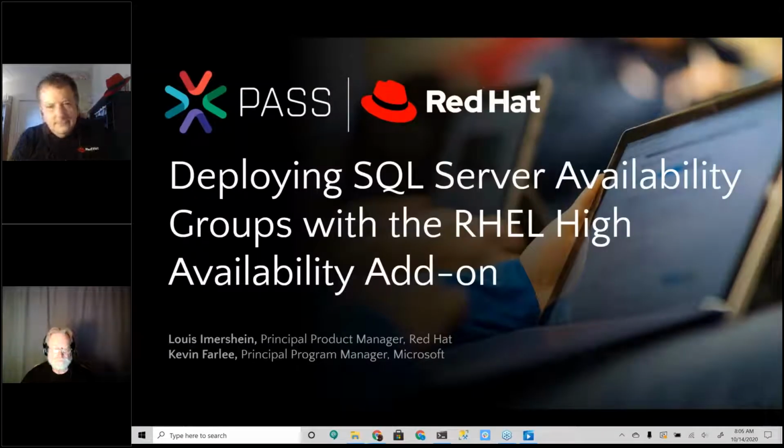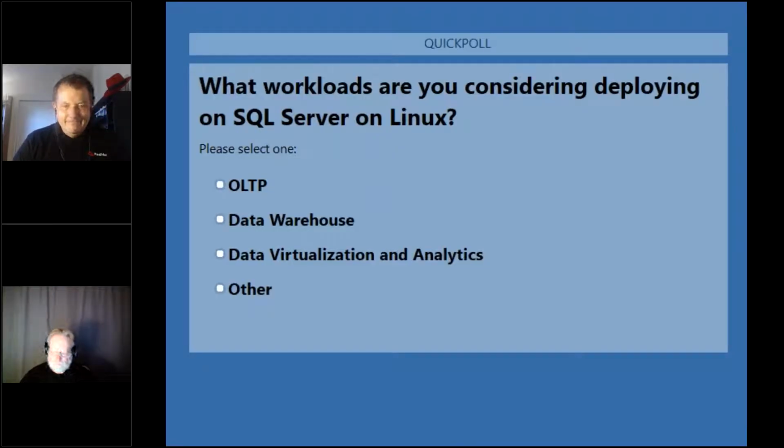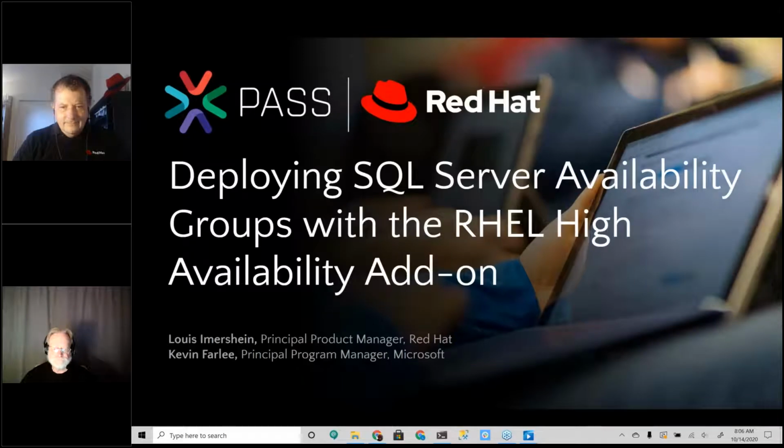So with that, we're going to go with the very last one very quickly here, and then we're going to hand it over. What workloads are you considering deploying on SQL Server on Linux? OLTP, data warehouse, data virtualization and analytics, or other? It looks like the majority of the audience is inclined toward OLTP, although there are a couple that have selected data warehouse and the other option. So we're going to close this now. Let's see the final results.